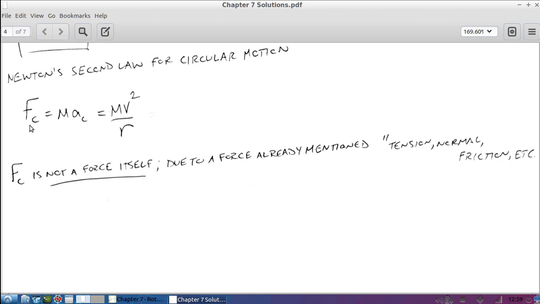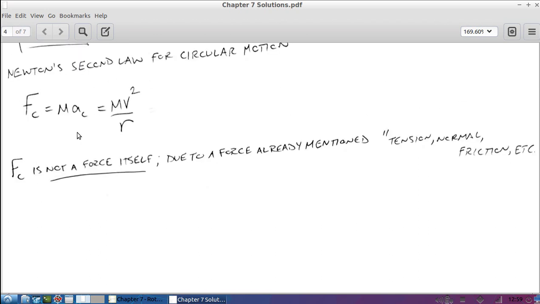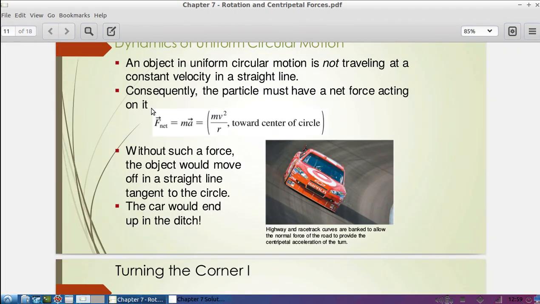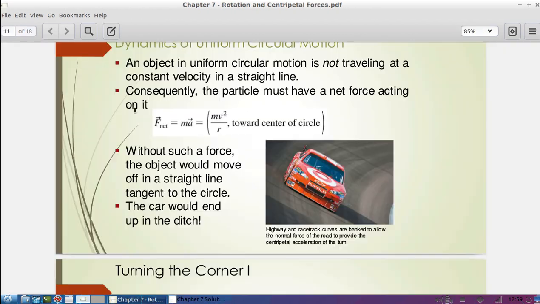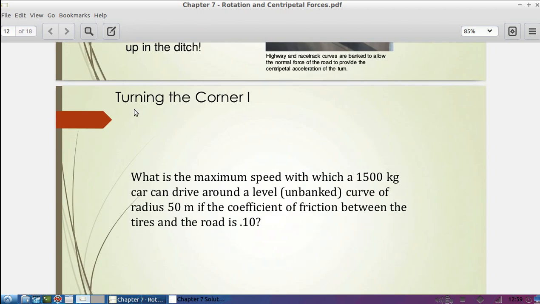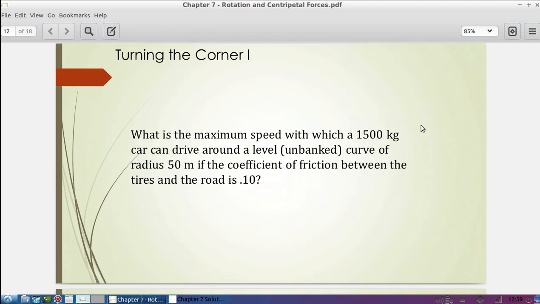And I'll define what I mean by centripetal direction later. I'll do a couple examples. Okay, so this is Newton's second law for circular motion. F net is m a sub c, which is mv squared over r. So let's do a flat curve. All right, we'll do a flat curve first.